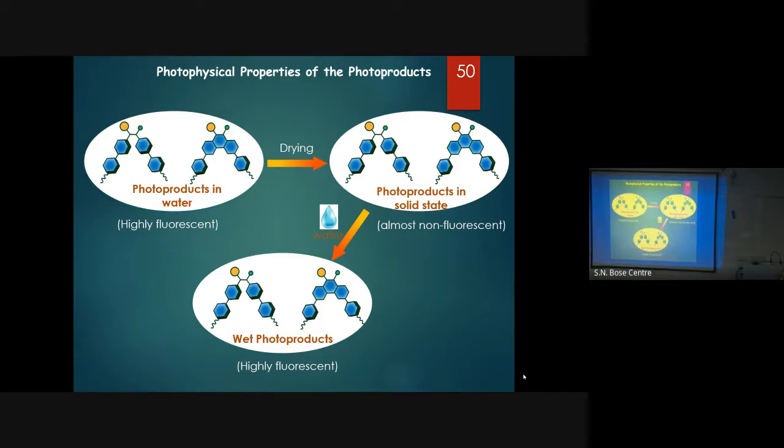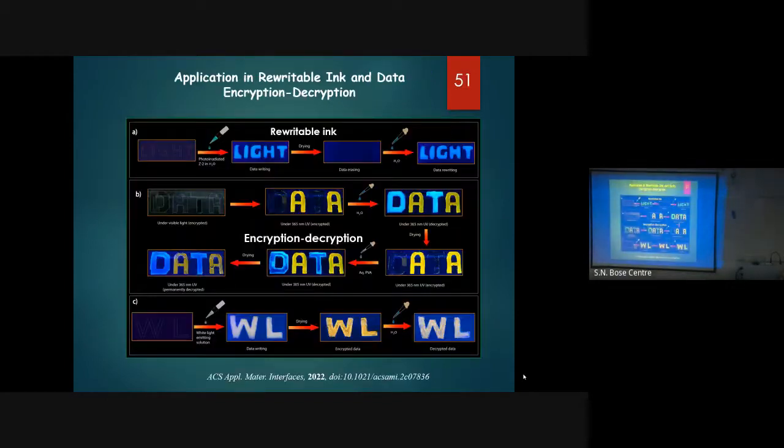Now think about it, we started from a twisted molecule. At the very start of my lecture, I said that we are using a twisted molecule because even when it goes to the aggregated state and solid state, we still have emission. But by photoreaction, I have created more of a conventional chromophore which undergoes concentration quenching in the solid state, but it shows fluorescence in the water medium. We have used that for making applications.